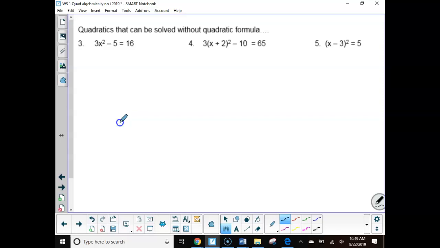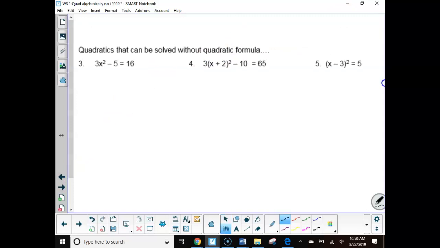All right, we're going to review all the ways you can solve a quadratic. What is a quadratic, first of all? How do you know something is a quadratic equation?